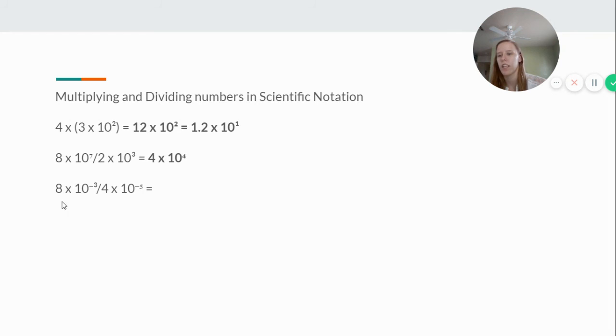For this one, same thing, 8 divided by 4 gives us 2, but if we are subtracting exponents, we're actually going to end up with a positive number, because -3 minus a -5 is really -3 plus 5. So we end up with 2 times 10 to the second.